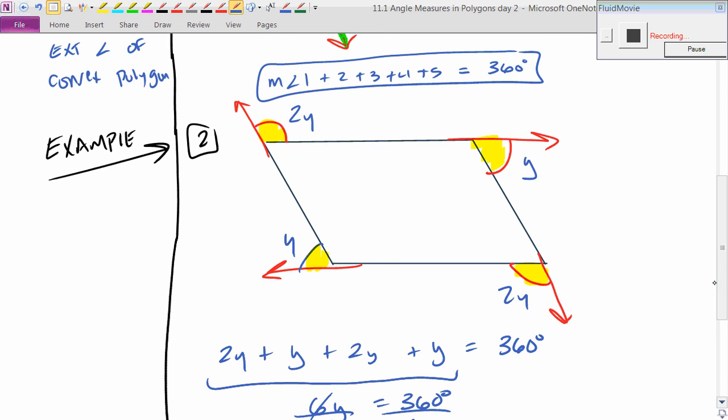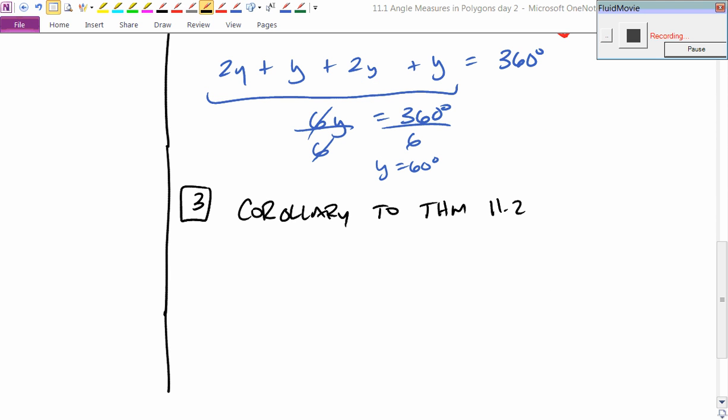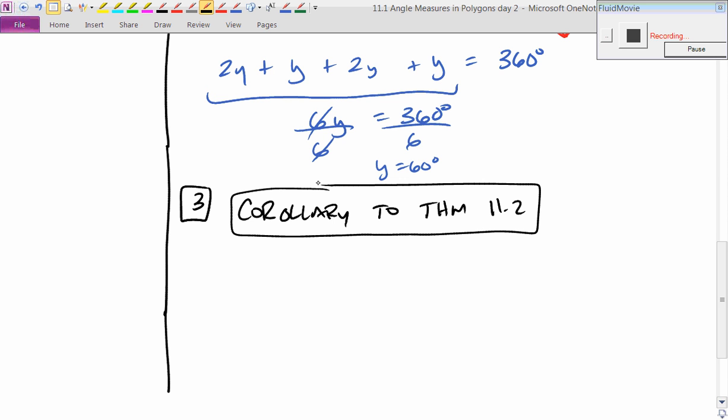So if I go back up to here, this makes total sense. This must be 120 degrees. This must be 60 degrees. That must be 120 degrees. And that must be 60 degrees. If we add them all up, so it's a corollary to theorem 11.2. Remember, a corollary is a little theorem that goes with or about or pertaining to the other theorem that we had.